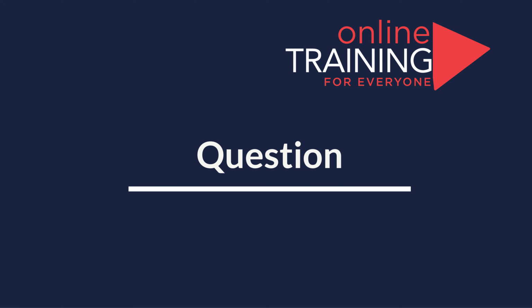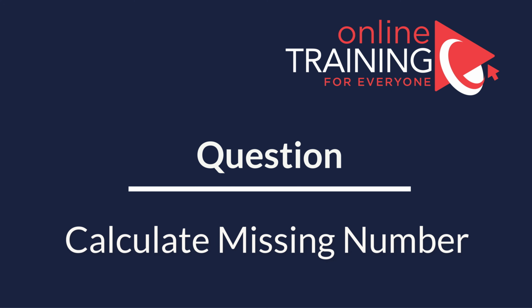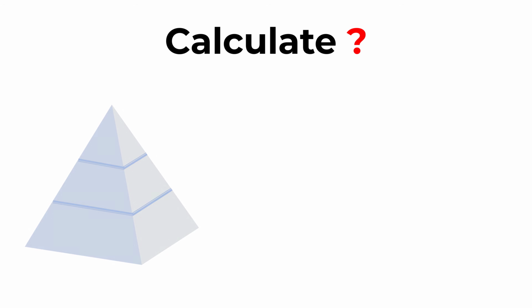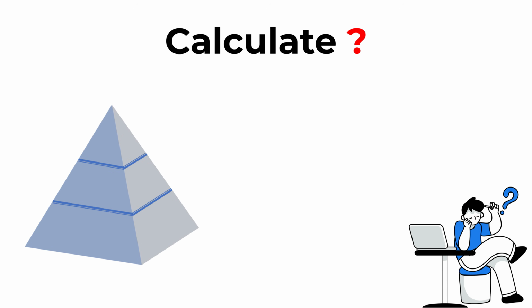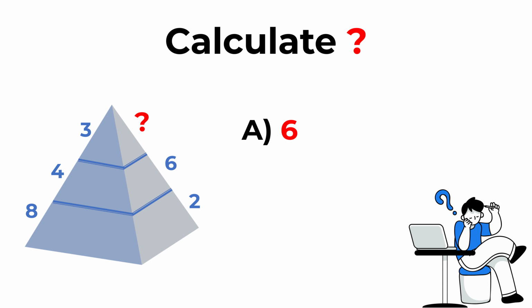Here's a cool question you frequently see on the test. You need to calculate the question mark, and you're presented with the 3-layer pyramid. On the bottom layer, you have numbers 8 and 2. On the middle layer, you have numbers 4 and 6. And in the top layer, you have numbers 3, and on the other side of the pyramid, you have a question mark. And this question mark can be one of those 4 values. Your choice A is 6, choice B is 10, choice C is 7, and choice D is 2.